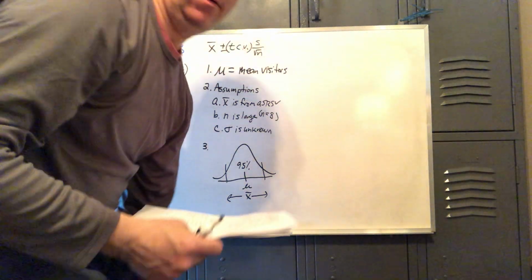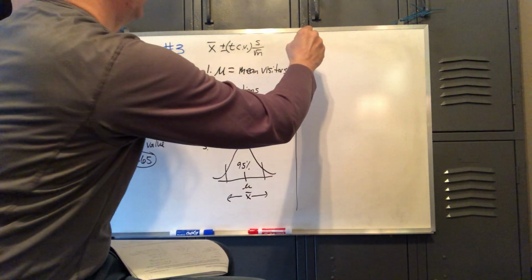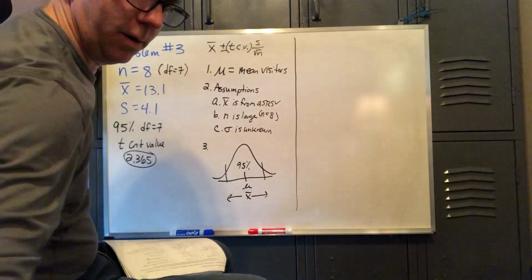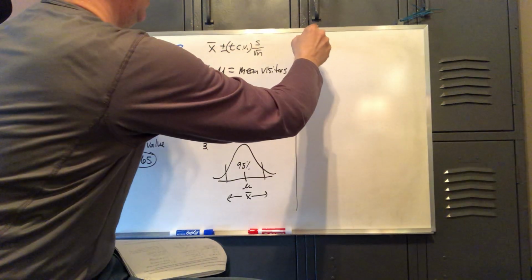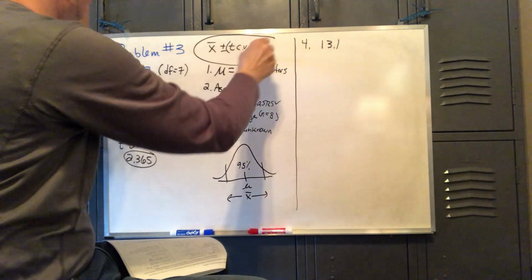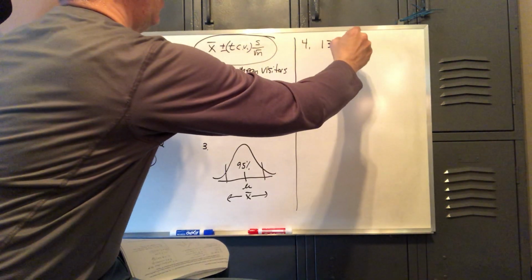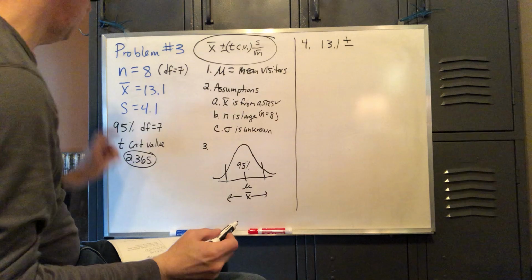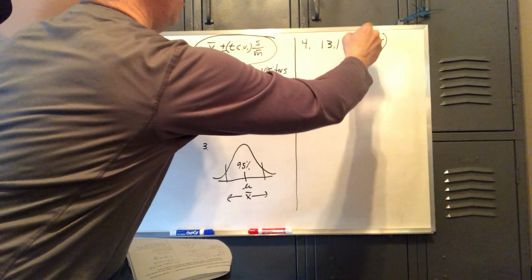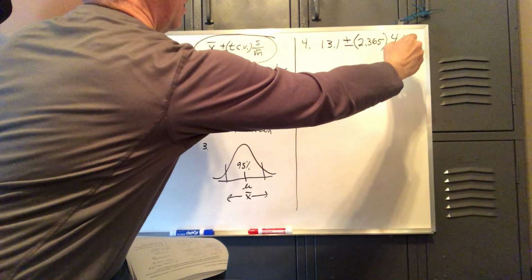Step number 4, we're going to actually do our confidence interval. Here we go, the calculations. So step 4, whoops, I wrote a 5. So step 4, let's do the mechanics now. We have an X bar, it's 13.1, so I'm using this formula right there, okay? So I have 13.1 plus or minus that value we got from the chart, our T critical value, 2.365, times S, and S is 4.1, over radical 8, because 8 is our sample size.